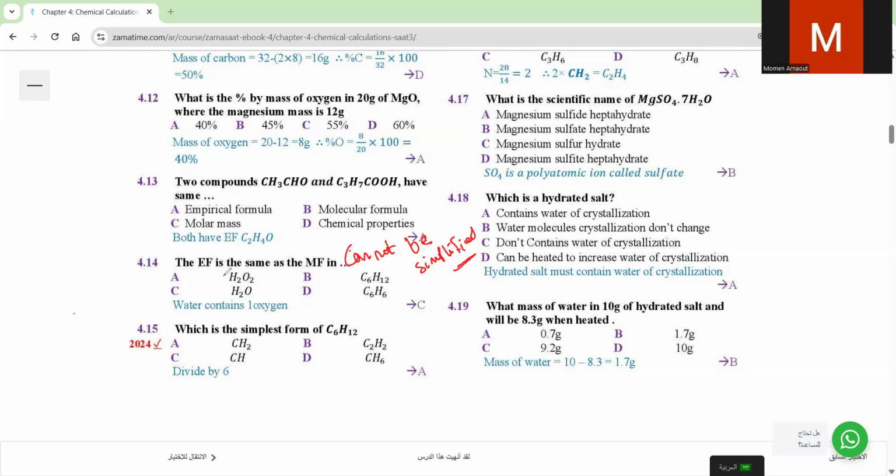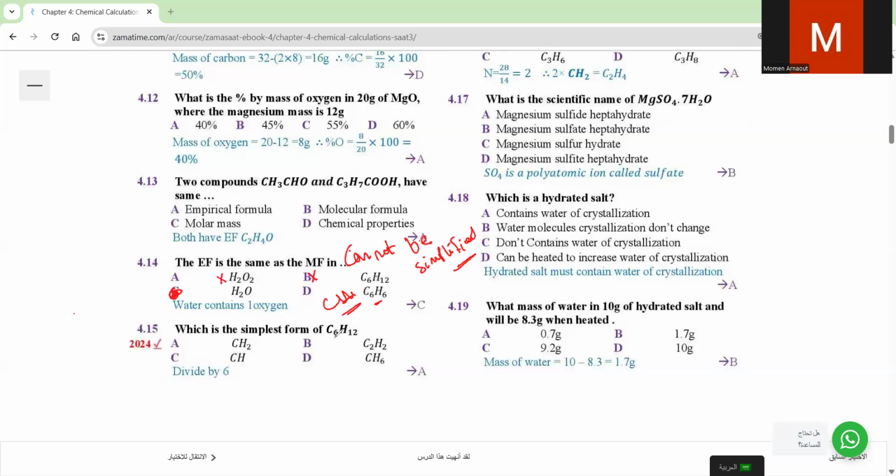I cannot simplify it. Can I simplify that? Yes. So it is not the answer. Can I simplify that? Yes. Divided by 6 it will be CH2. Can I simplify water? No, it is the answer. Make sure, can you simplify that? Yes, it will be CH2, because one oxygen you cannot simplify it.